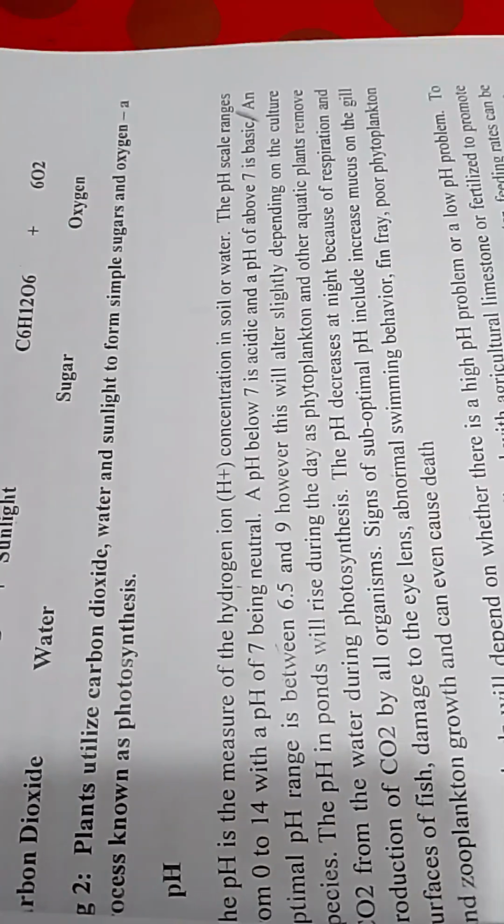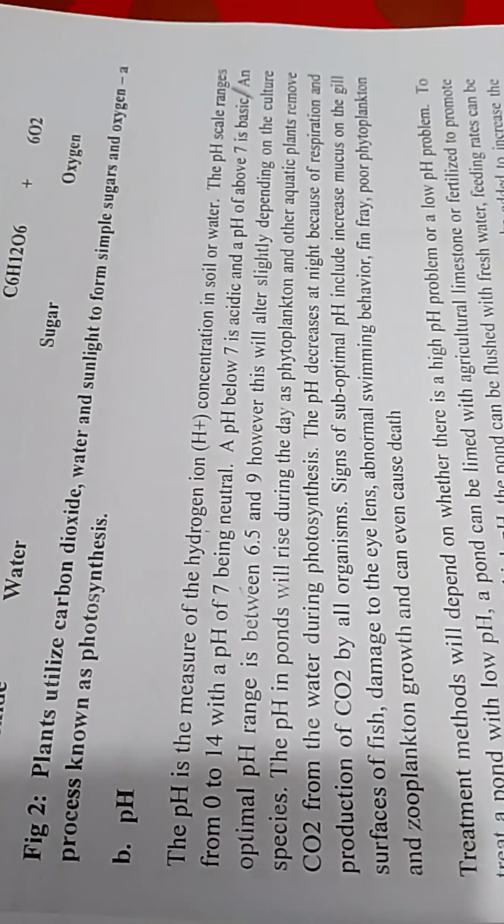Signs of suboptimal pH include increased mucus on gill surface of fish, damage to eye lens, abnormal swimming behavior, fin fray, poor phytoplankton and zooplankton growth, and can even cause death. Treatment method will depend on whether there is a high pH problem or low pH problem.